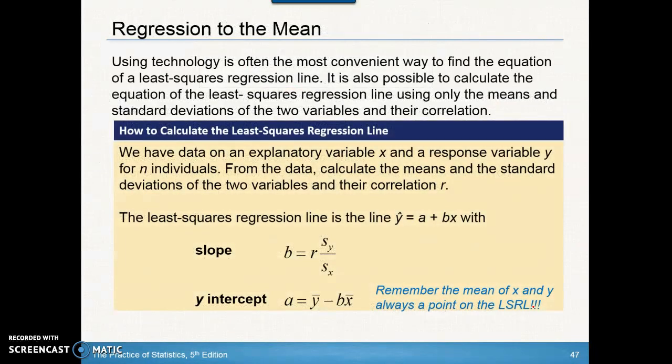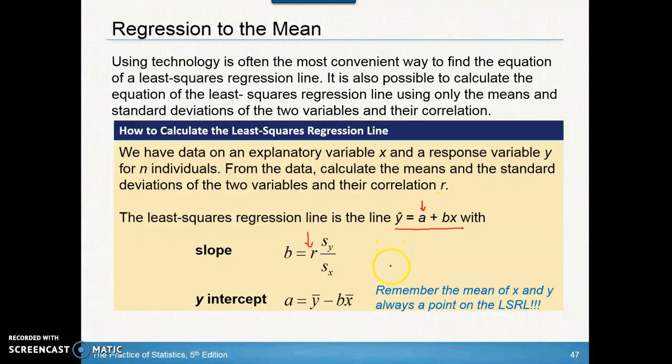Now, the regression to the mean. So using technology is often the most convenient way to find the equation of a least squares regression line. It's also possible to calculate the equation of a least squares regression line using only the means and the standard deviations of the two variables. So remember, you have your equation y hat equals a plus bx. Notice how I can write the equation if I know r and my standard deviation of y and x, because that's where I get my slope from, then I can also find my y-intercept.